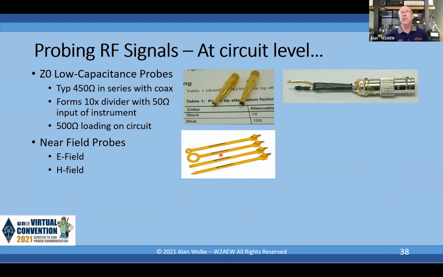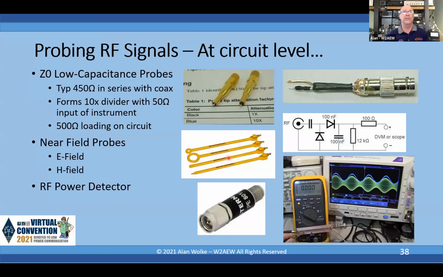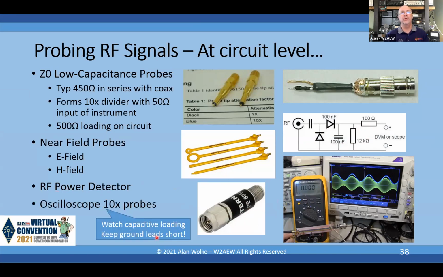Near field probes can be used to probe around RF signals and observe them in a relative sense. You're not going to get anything calibrated out of them, but it's a way of just getting signals into, say, a spectrum analyzer. Or using a power detector just to look at RF amplitude. You can use that on a scope or even on a meter. You can get them coaxially, or you can build something like this into a probe handle. And of course, oscilloscope 10x probes can be used. Just watch the capacitive loading and keep your leads short.